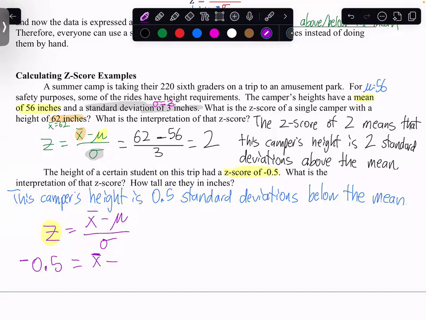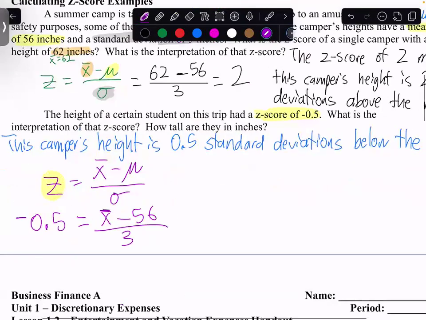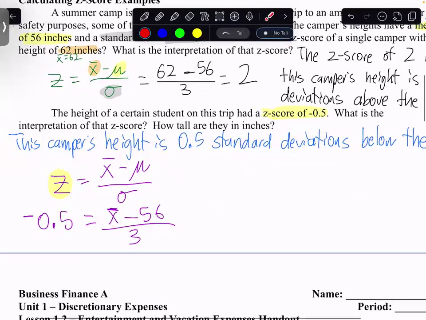But we're still dealing with the same group of students. So the average, mu, is still 56 inches, and the standard deviation is still 3. Okay, so you should only have one variable left, and that's what we have here. If you had two different letters, that would mean you are missing some information. Now we just need to get the unknown by itself.